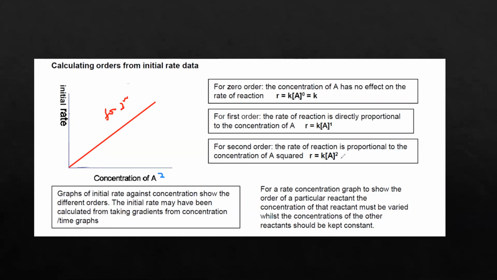So what happens if I double A? The concentration squared will be 4 times, because 2 squared is 4. If concentration squared is 4 times, the rate is also 4 times. Is it clear? So if the graph is for concentration squared and initial rate for a second order reaction, then it should be a straight line. Because if I double the concentration, A squared will be 4 times and the initial rate will also be 4 times. So they increase with the same ratio, the same proportion. That's why it will be a straight line.